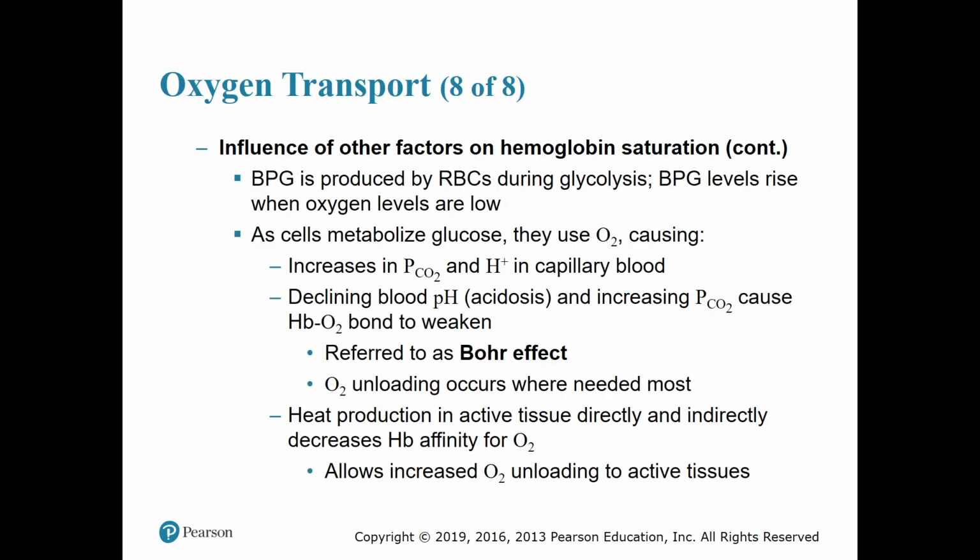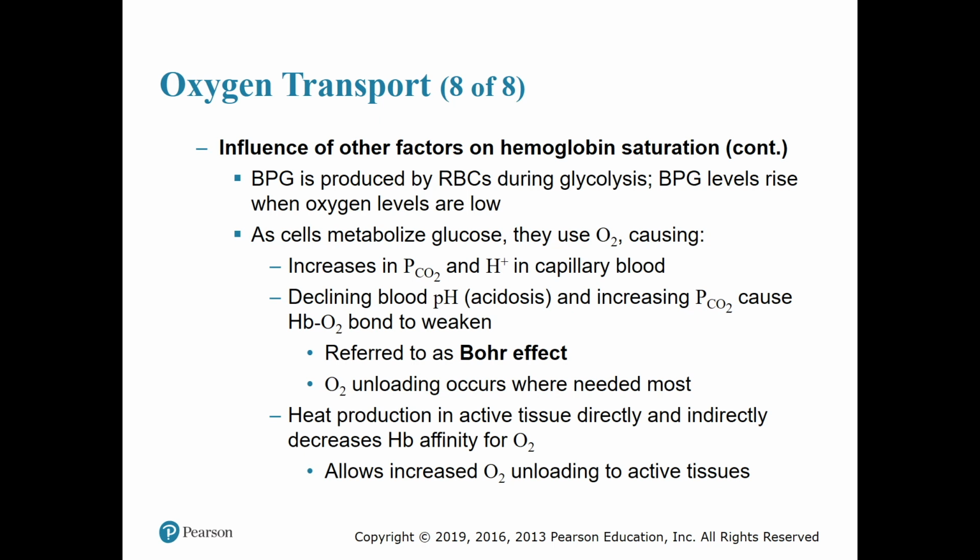Okay, so other factors that influence hemoglobin saturation are BPG. So BPG is basically 2,3-bisphosphoglycerate, which is produced by the red blood cells during glycolysis. So it's one of those intermediate steps of glycolysis. And BPG levels rise when oxygen levels are low.